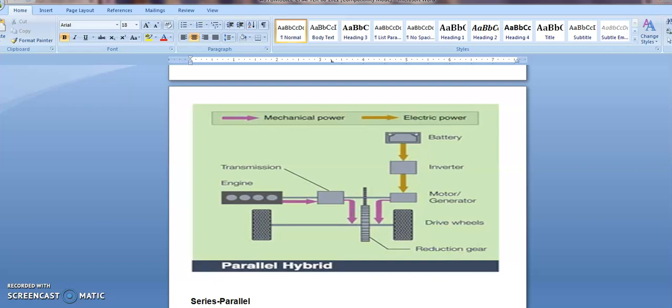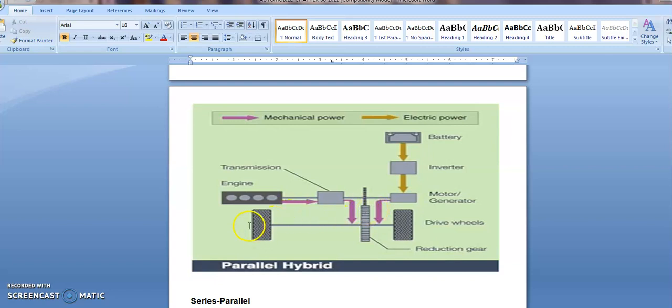There is no separate generator in a parallel hybrid. Whenever generator operation is needed, the motor functions as a generator. In a mild parallel hybrid, the vehicle can never drive in pure electric mode. The electric motor turns on only when a boost is needed.